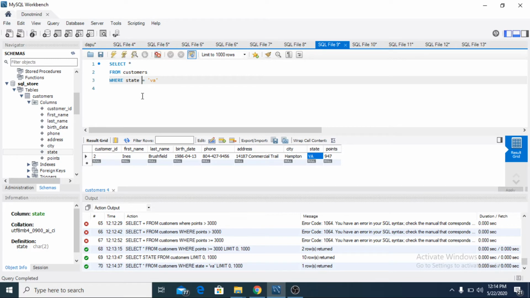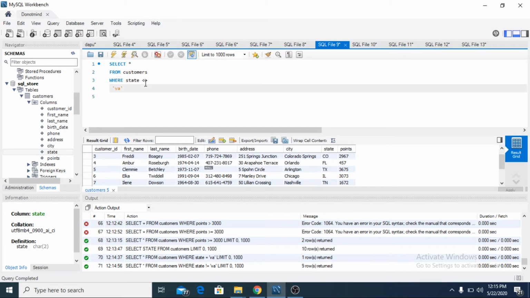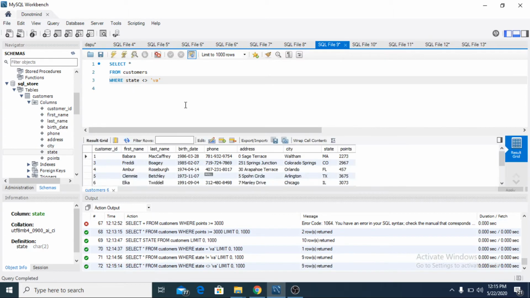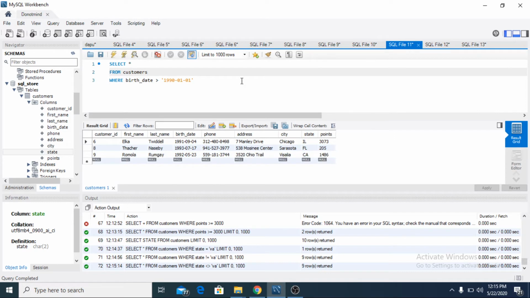press asterisk. We can get everything except PA. So if we search PA, we cannot find it because we have given except PA. Also we can do it like this, greater than or smaller than. Then also we cannot get PA. It is the same, so don't worry about this. Control Shift Enter. So we cannot get PA here either. So this is one. Now let's go to SQL file 11.